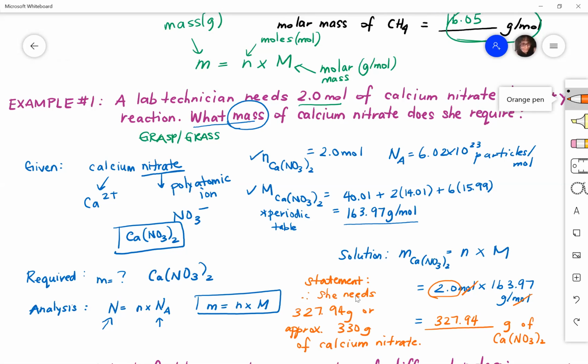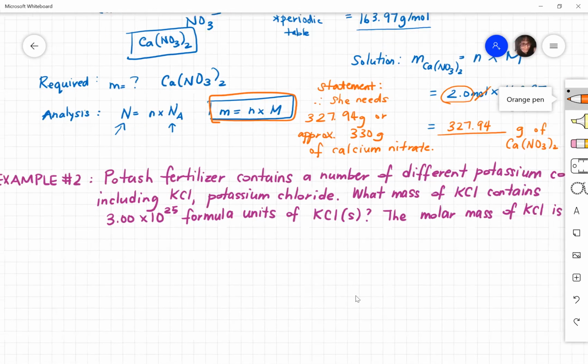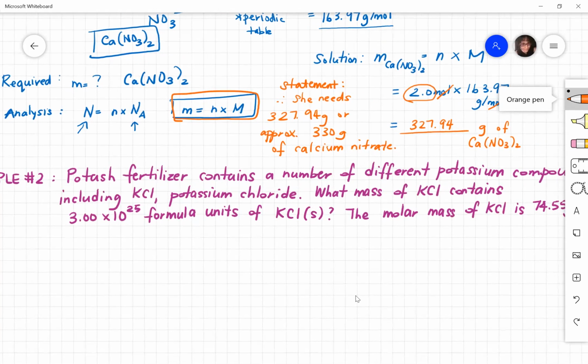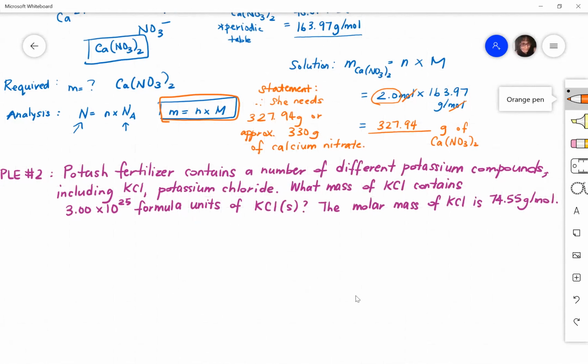So this is how we do the first question using the information here that was provided to us about the number of moles and the molar mass of the substance. In the next example, we have potash fertilizer contains a number of different potassium compounds, including KCl, potassium chloride. What mass of KCl contains 3.00 times 10 to the 25 formula units of KCl solid? The molar mass of KCl is 74.55 grams per mole.